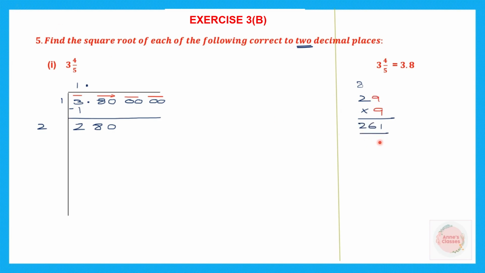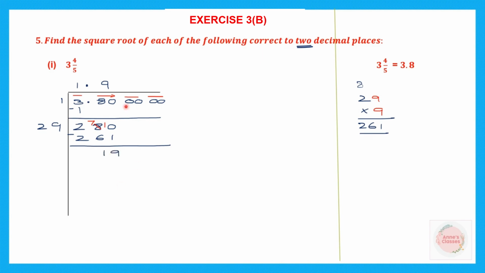So how did we get 261? We took this digit 2, we put 9 next to it, multiplied it by 9, and we got 261 because we need to get a number close to 280. So this digit 9, we are going to write it here. So 29 into 9 is 261. Now let's minus. When you minus here, you're going to borrow 10. 10 minus 1 is 9. 7 minus 6 is 1.